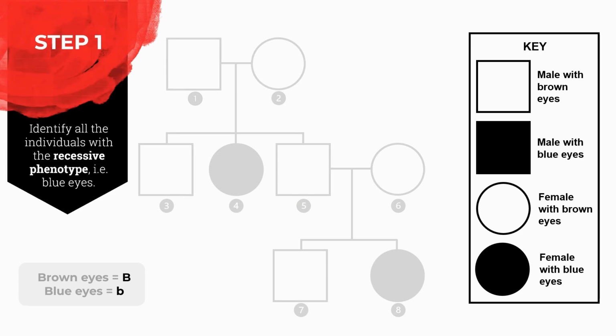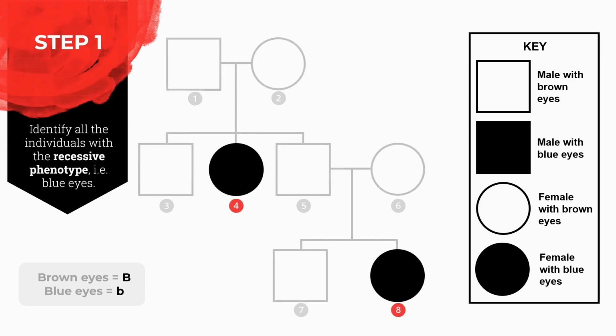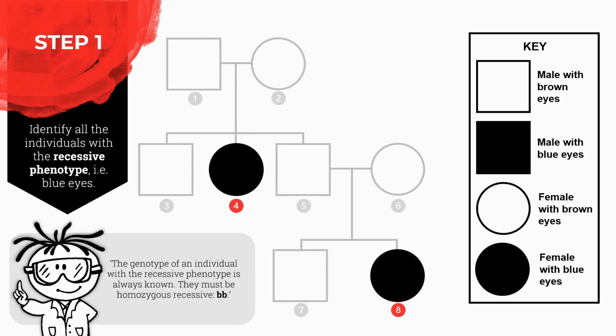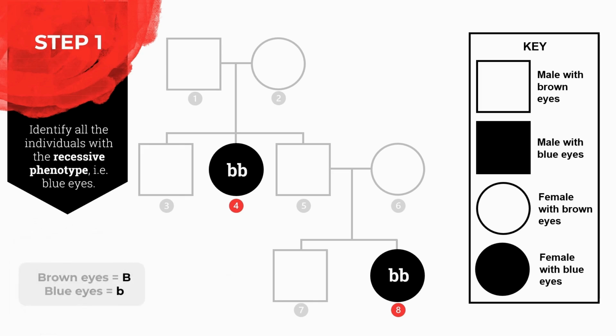First, use the key to identify all the individuals with a recessive phenotype, namely blue eyes. We start with a recessive phenotype because the genotype of an individual with this recessive phenotype is always known. To display the recessive characteristic, they have to have 2 copies of a recessive allele, and therefore we know they are homozygous recessive, which is indicated by 2 lowercase letter b's. Fill these genotypes in on your pedigree diagram.